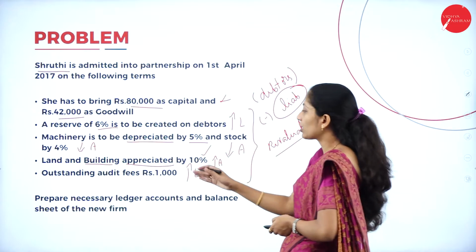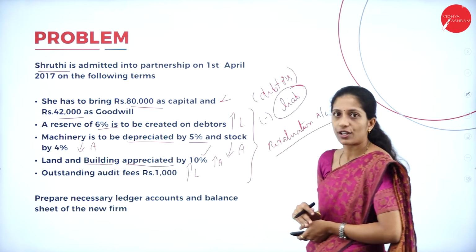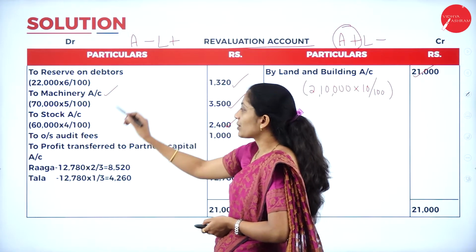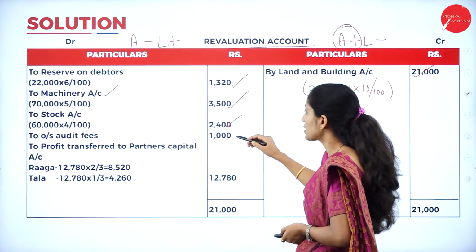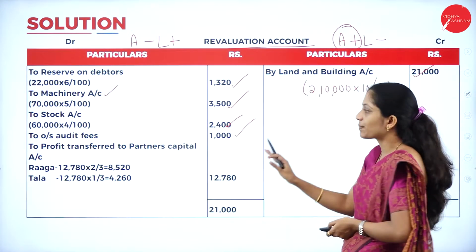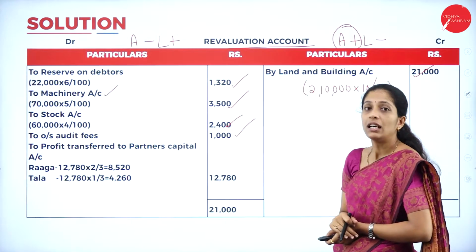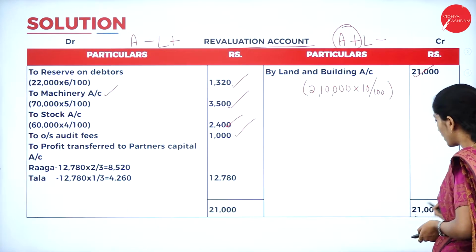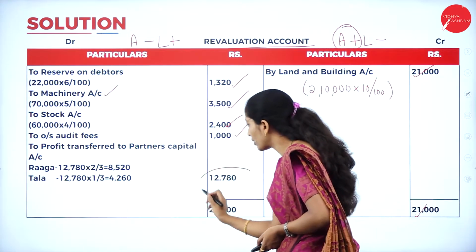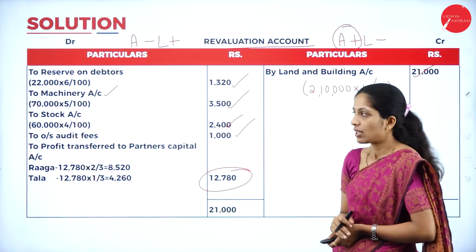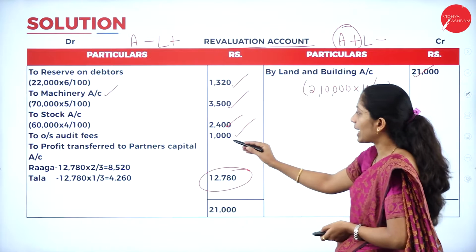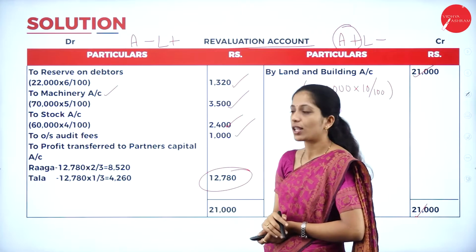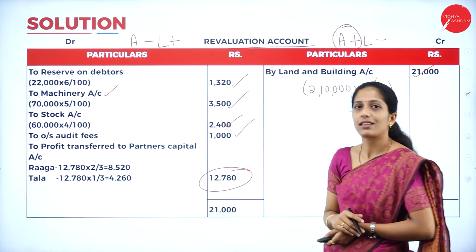Next one is outstanding audit fees. I have already told you outstanding audit fees is a liability. Increase in liability, where do we record? We'll record in the debit side, to outstanding audit fees 1,000. Now as usual, we'll balance both sides, and the balancing figure will be either revaluation profit or revaluation loss. Here the credit side is 21,000, whereas the debit side gives a balancing figure of 12,780. So how to calculate that? 21,000 minus 1,000 minus 2,400 minus 3,500 minus 1,320 gives a balancing figure of 12,780.